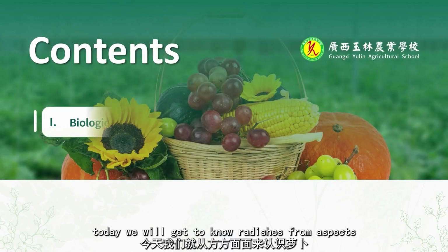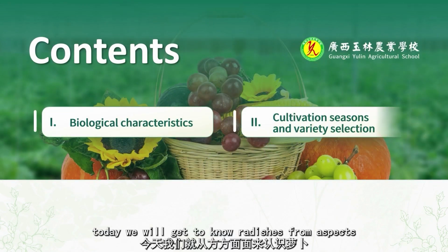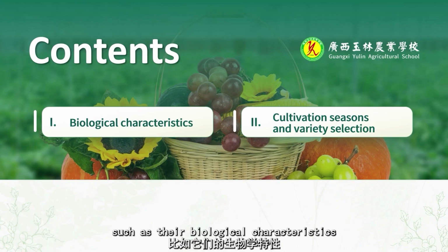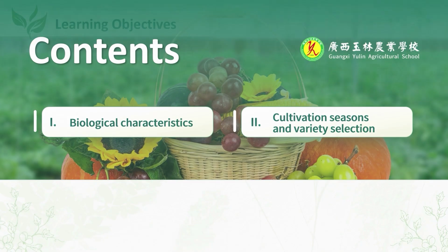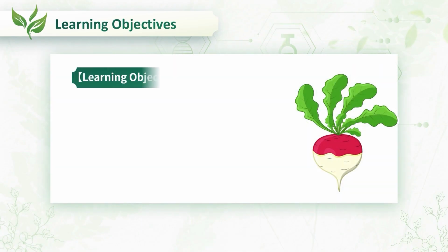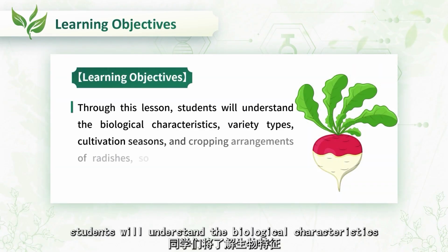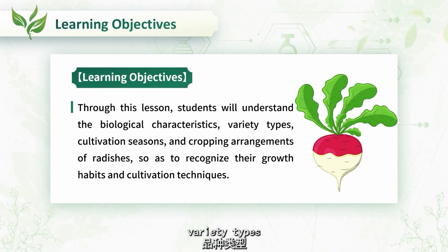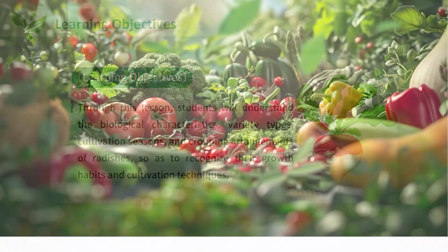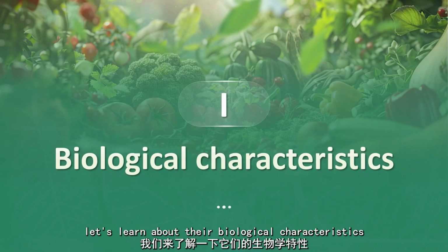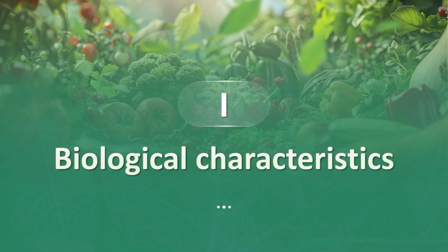Today, we will get to know radishes from aspects such as their biological characteristics, cultivation seasons, and variety selection. Through this lesson, students will understand the biological characteristics, variety types, cultivation seasons, and cropping arrangements of radishes so as to recognize their growth habits and cultivation techniques. First of all, let's learn about their biological characteristics.